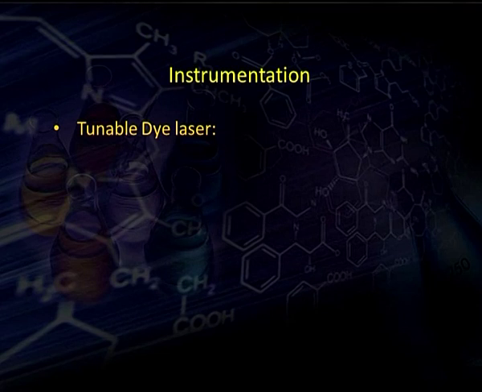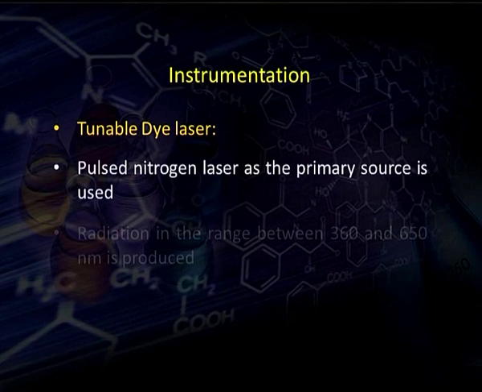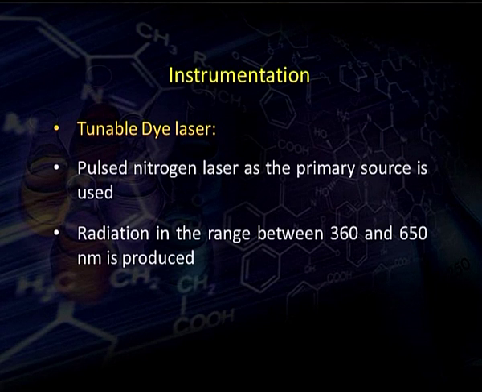The next type of lamp is tungsten lamp. It is used if the excitation is to be done in the visible region. Next is tunable dye laser. Here pulse nitrogen laser as the primary source is used. Radiation in the range between 360 and 650 nanometers is produced.